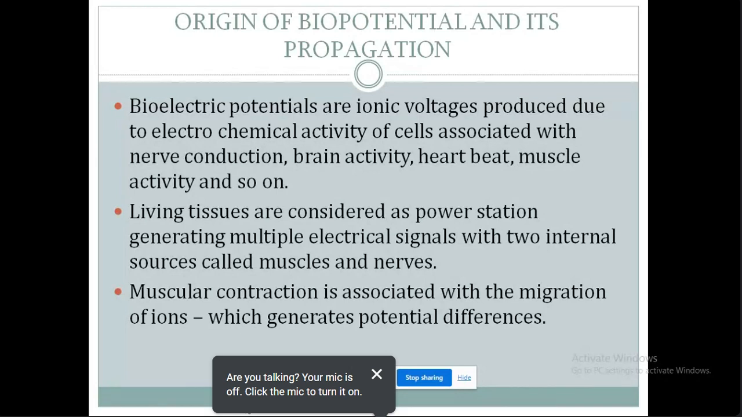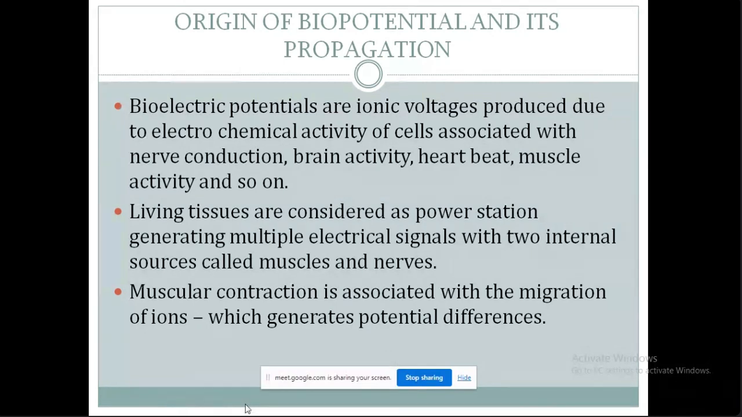So from these cells, we may take some potentials. That potential is called biopotential or bioelectric potential. Next, the living tissues. Living tissues are considered as the power station for generating multiple electrical signals from two internal sources. The two internal sources are called muscles and nerves.